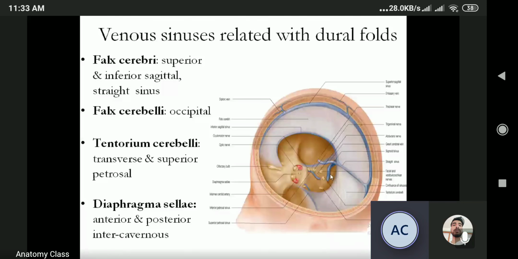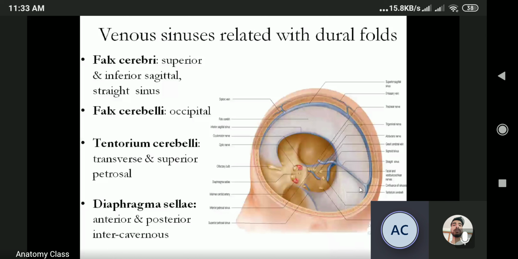The dural venous sinuses related to the falx cerebri are the superior sagittal sinus, inferior sagittal sinus, as well as the straight sinus. The straight sinus is present at the junction of the falx cerebri and tentorium cerebelli, so it is related with both of them. Then next, within the falx cerebelli, which dural venous sinus is related with the posterior attached margin of the falx cerebelli?